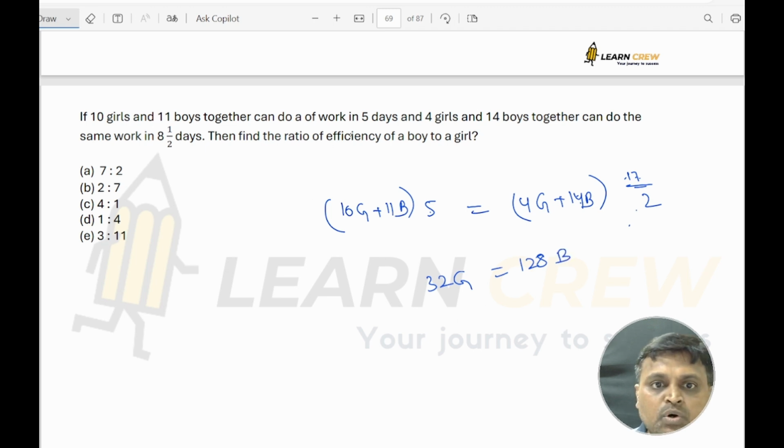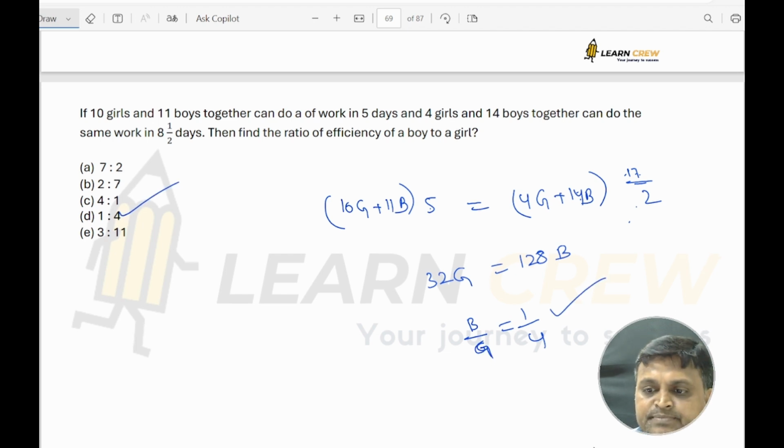So what is the ratio of efficiency of a boy to girl? G by B is 4 by 1, so B by G is 1 by 4. So the answer is option D. Next.